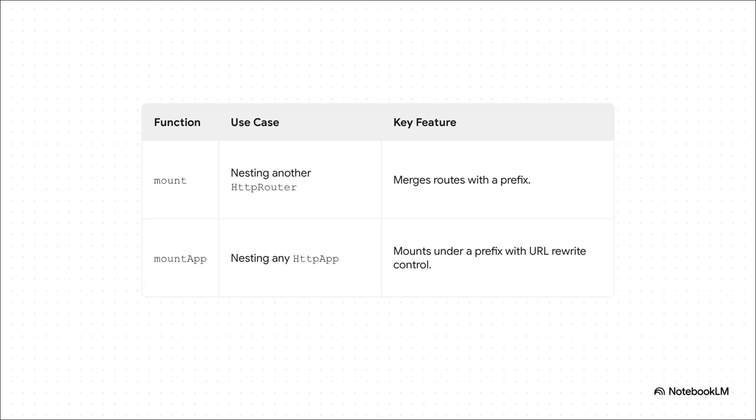Now, for bigger picture organization, you've got 2 main tools, mount and mountApp. They sound similar, but they're for different jobs. Use mount when you have multiple HTTP routers that you want to stick together. So maybe you have a whole router for user-related stuff and another for products. You can mount both of them under, say, /api.